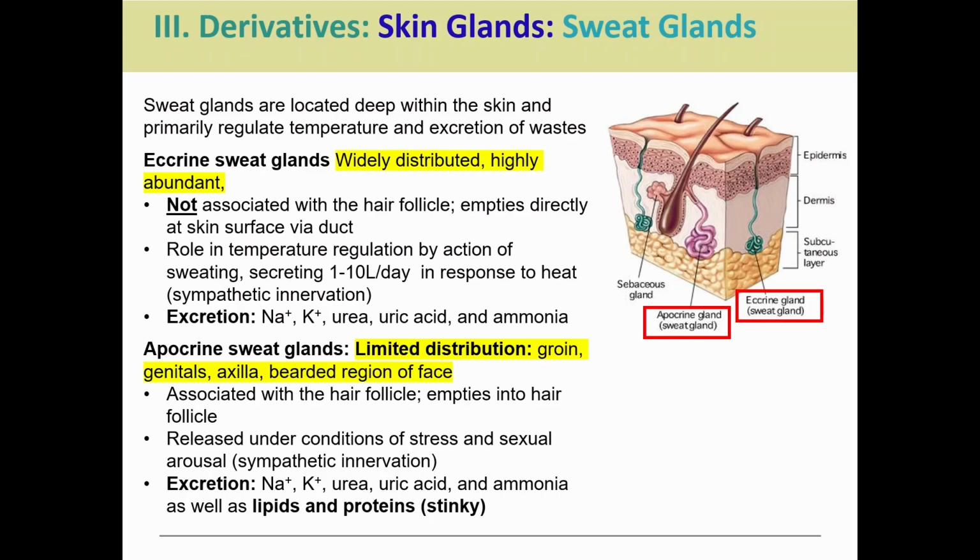Whereas the apocrine sweat glands, we generally find these in the groin, the genital area, the axilla, which is the armpits, and whatnot. This is going to be emptying onto a hair follicle. This is going to be excreting all the things we saw above, as well as biological organics like the lipids and the proteins, which bacteria will consume. And the byproducts from the bacteria are what give body odor its distinct smell. So we're thinking apocrine sweat glands when we think of body odor.